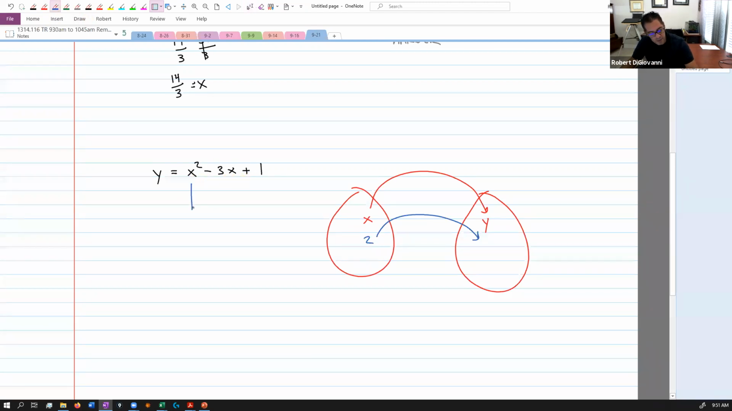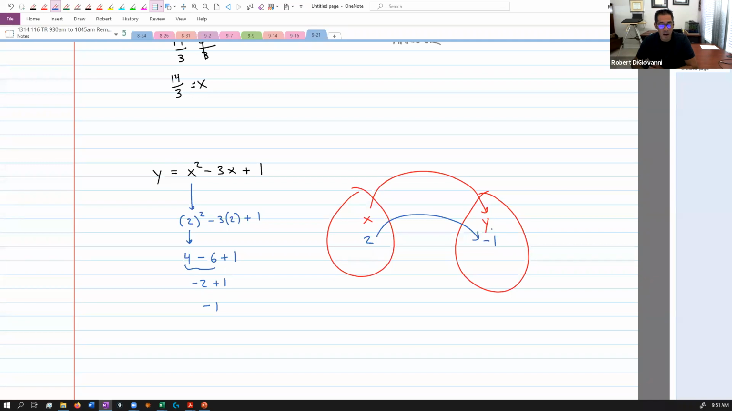We'd have to take this, put the 2 there, 2 squared, minus 3, put the 2 there, plus 1. So 2 squared is 4. Negative 3 times 2 is minus 6. Add 1. And then these two together, that's negative 2 plus 1. We should get negative 1 as an answer, right? Negative 1. So it was a little more work, but we could do it. How about if I give you a y value?